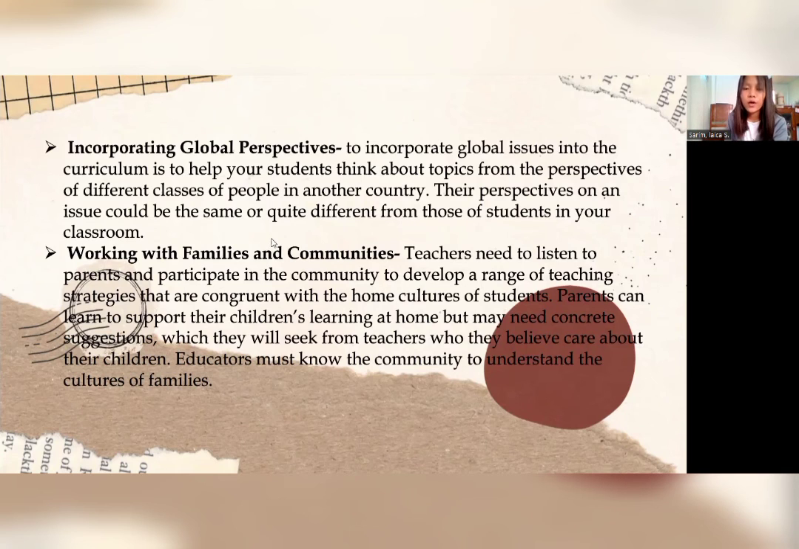Another strategy for incorporating global issues into the curriculum is to help your students think about topics from the perspective of different classes of people in another country. Their perspectives on an issue could be the same or quite different from those of students in your classroom. Using the internet, your students can connect to students in classrooms around the world. Some schools connect their students as pen pals to students in other countries. I remembered my elementary days. I think I experienced this one.